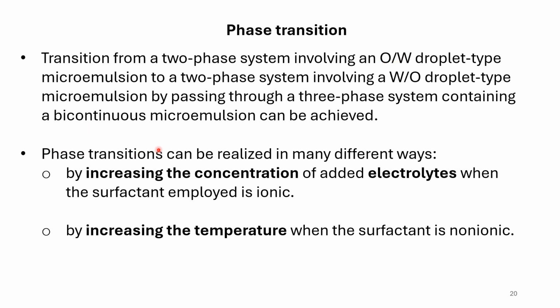So these phase transitions can be realized in many different ways. We can change the phase by increasing the concentration or by adding electrolytes when the surfactant that we use is the ionic type of surfactant, or we can also change the temperature of the system, especially when we use the non-ionic type of surfactant. So it will change the hydrophobicity of the surfactant and result in the phase transitions occurring.